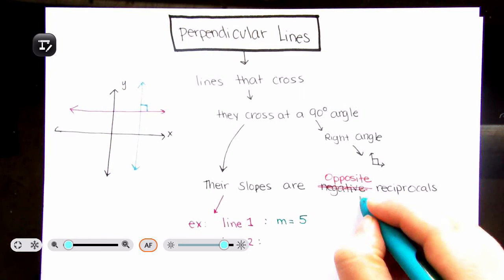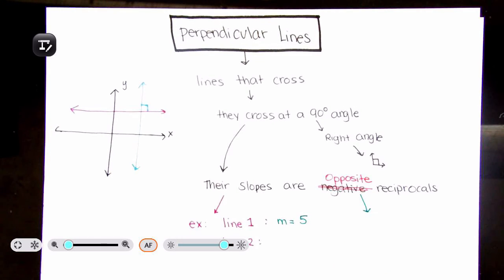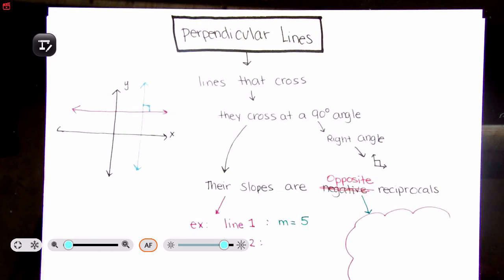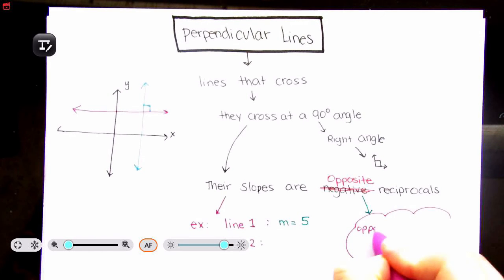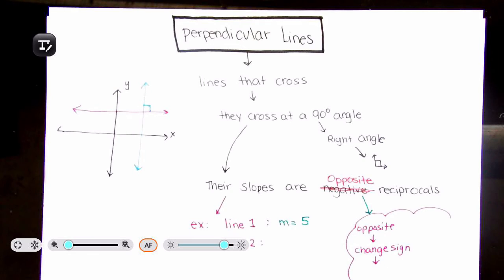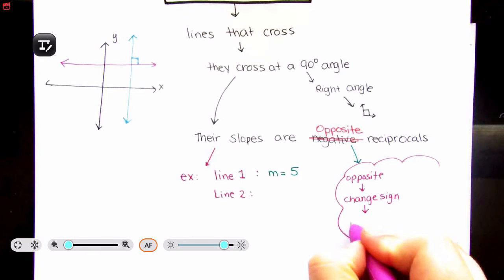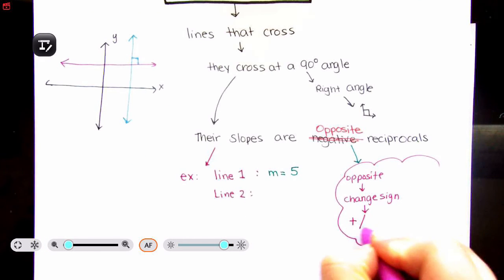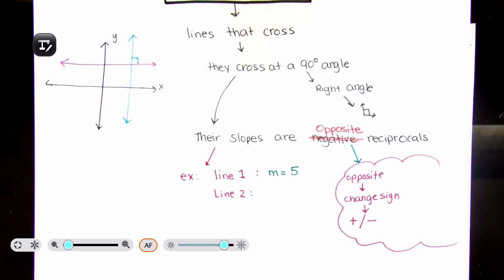So what does it mean to be opposite? Let's change colors. Here's a thinking bubble. Opposite means you change your sign. And what does it mean to change your sign? Well, that means if it's a positive, you go to a negative, and if it's a negative, you go to a positive. That's what we mean by opposite.